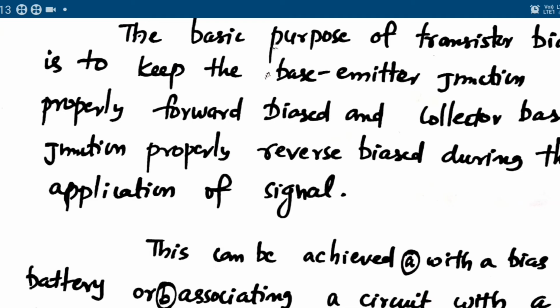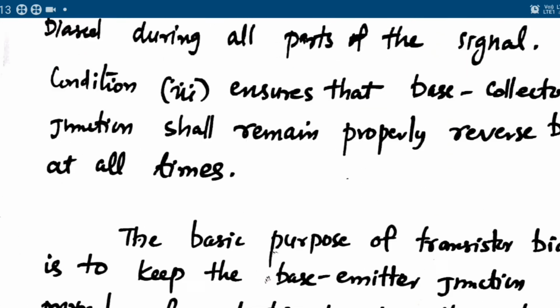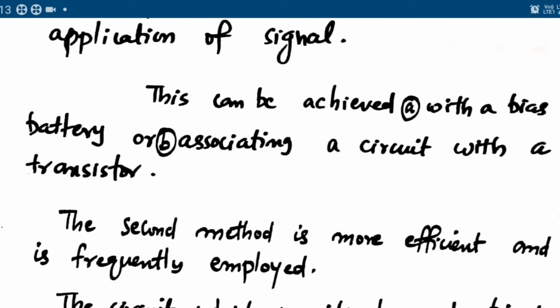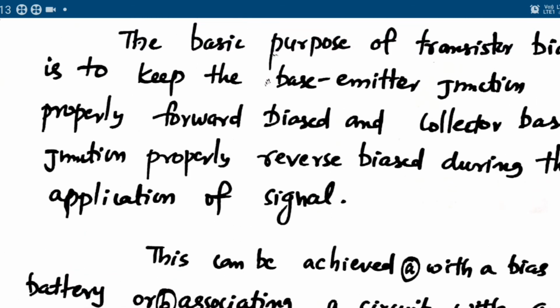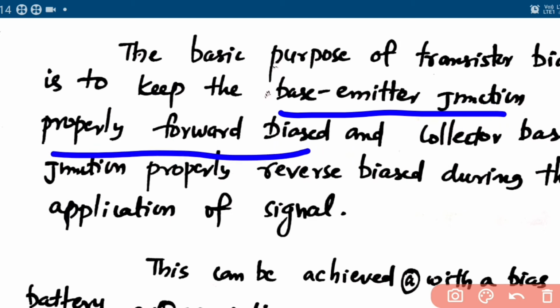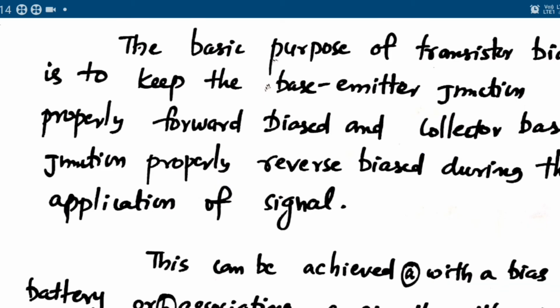So this is actually called the biasing of a transistor. It ensures that, as I said earlier, the base emitter junction is properly forward biased and collector base junction is properly reverse biased during all parts of the signal. So we will have faithful amplification. There will not be any change in the shape of the signal.